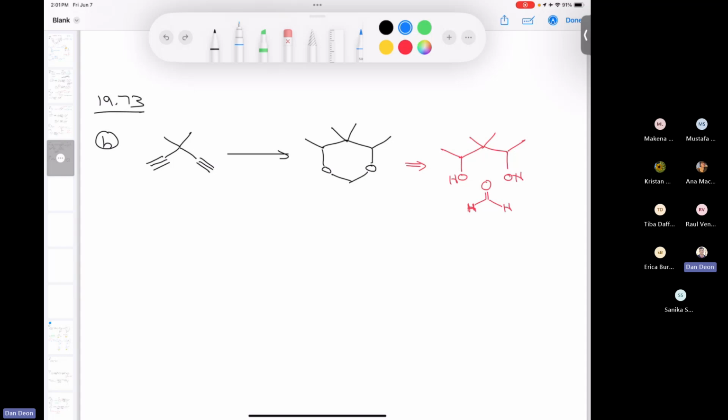But what if we did one more retrosynthesis? Let me show you what I mean. I'm going to move the formaldehyde out of the way. What if we had the diketone? Because then we could just treat it with sodium borohydride or something, and that would reduce it down to the diol. Anyhow, it's an idea.